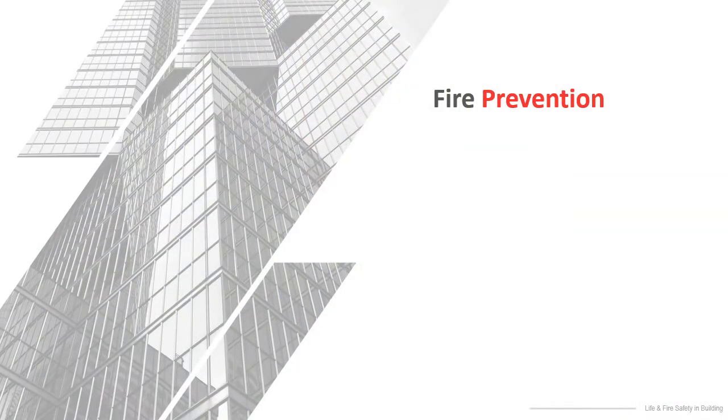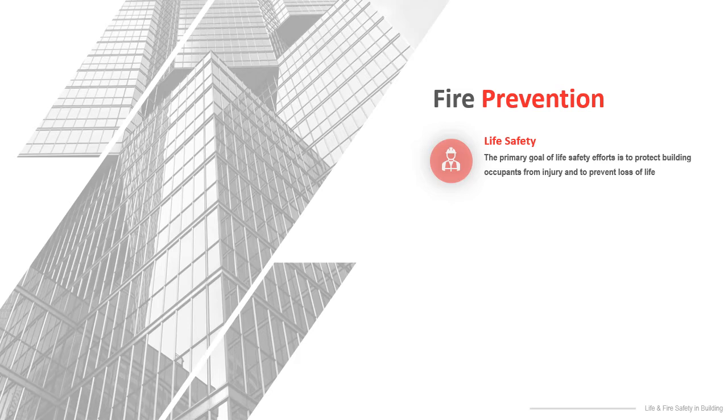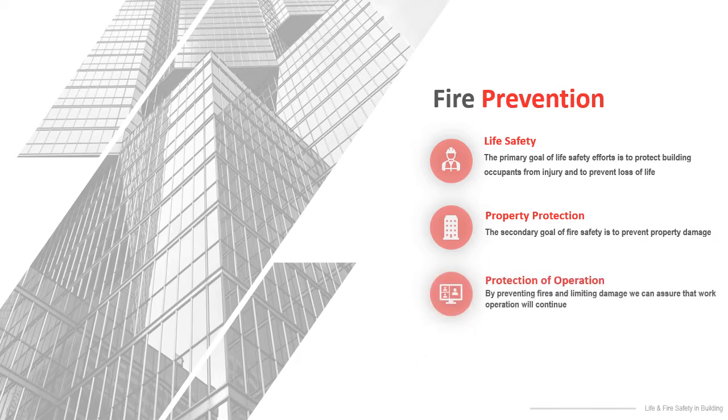For fire prevention, there are three main reasons. The first reason, life safety. The primary goal of life safety effort is to protect building occupants from injuries and prevent loss of life. The second reason, property protection. The secondary goal of fire safety is to prevent property damage, and eventually protect operations. By preventing fire and limiting damage, we can ensure that the work operation will continue.